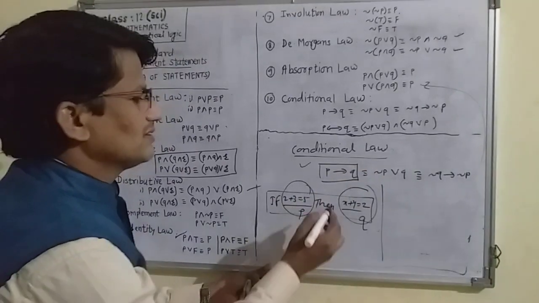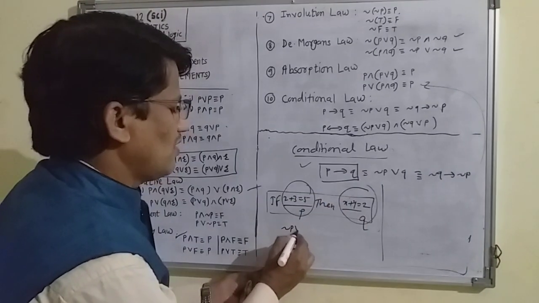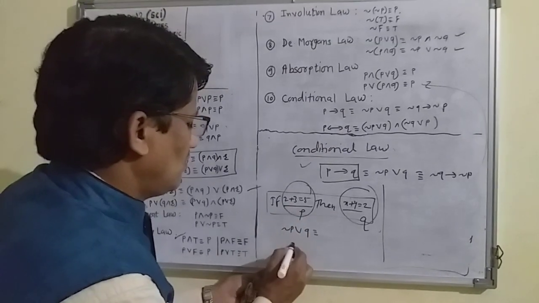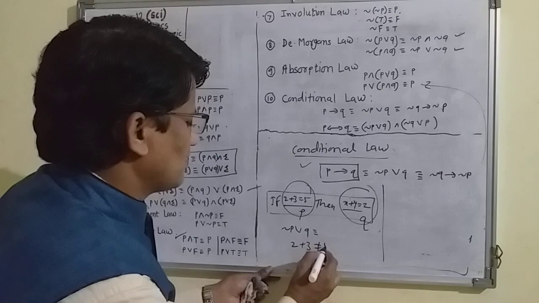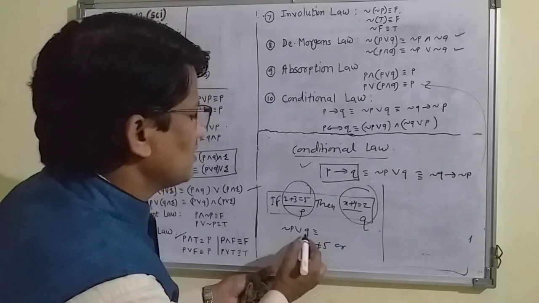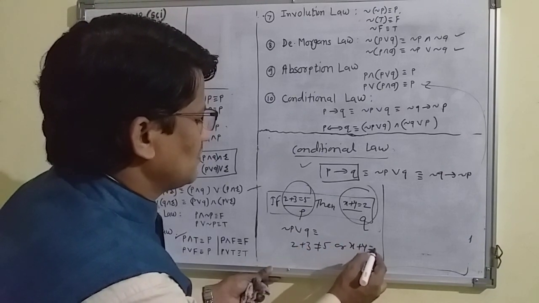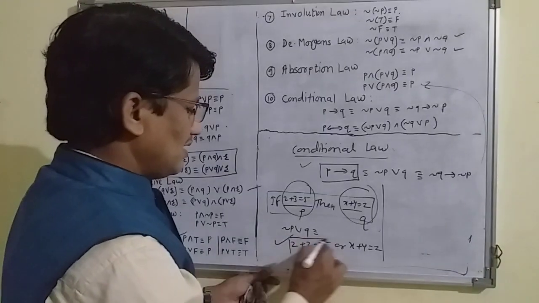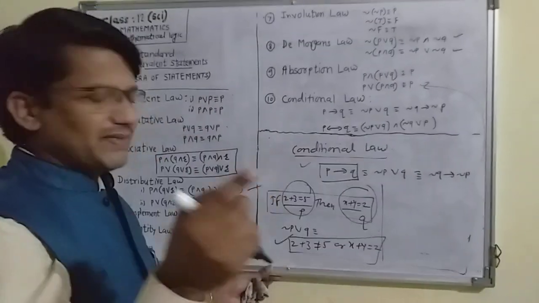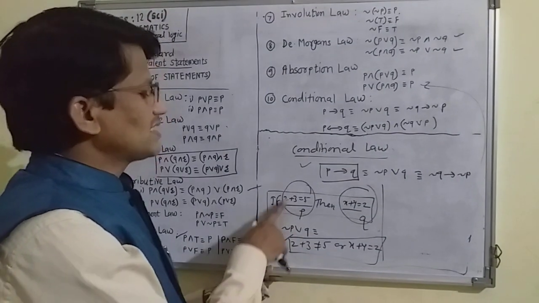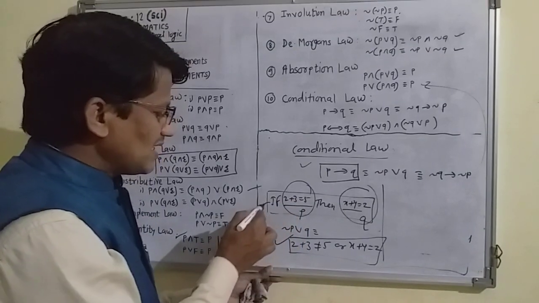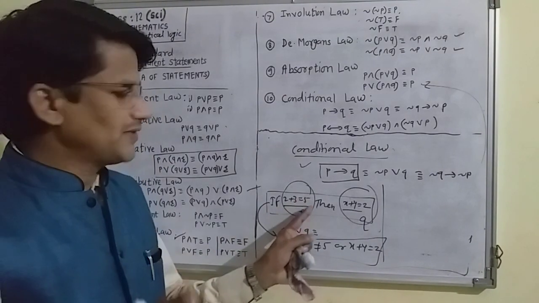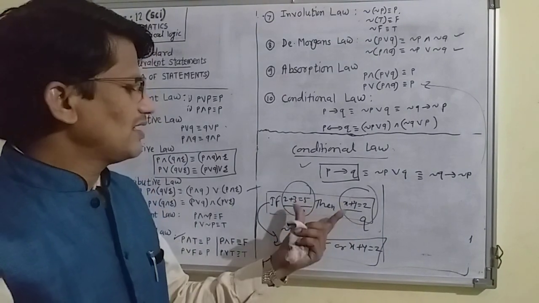First, I am writing negation of P or Q. What is negation of P or Q? Negation means 2 plus 3 not equal to 5, or x plus y equal to z. This is a representation of the statement. The statement given in if-then form can be represented in another way. Means what? If 2 plus 3 equal to 5, then x plus y equal to z.